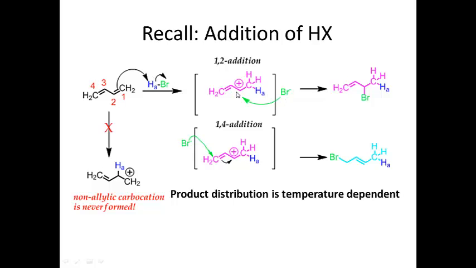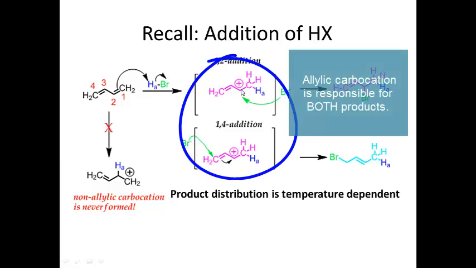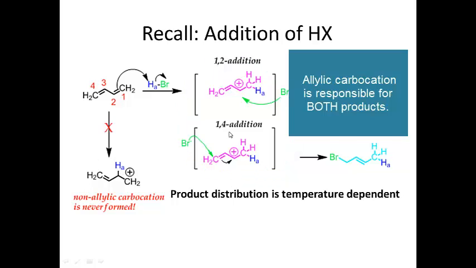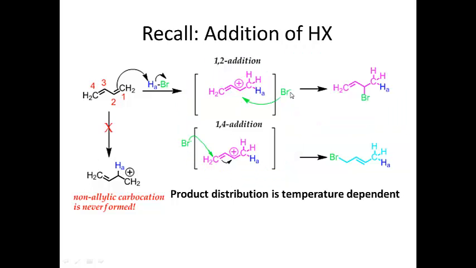You see H is added to this carbon, and then my positive charge is here. This is the key characteristic for addition of HX to a diene: you form an allylic carbocation. Remember, allylic means adjacent to a double bond, and this is the only carbocation that's formed. You never form the non-allylic carbocation. So from the carbocation, bromine can attack here or it can attack here.